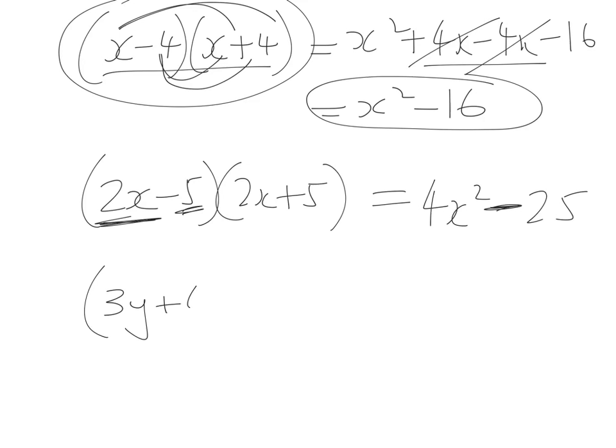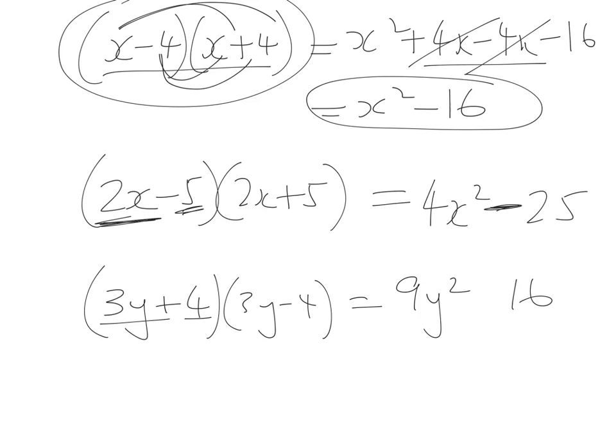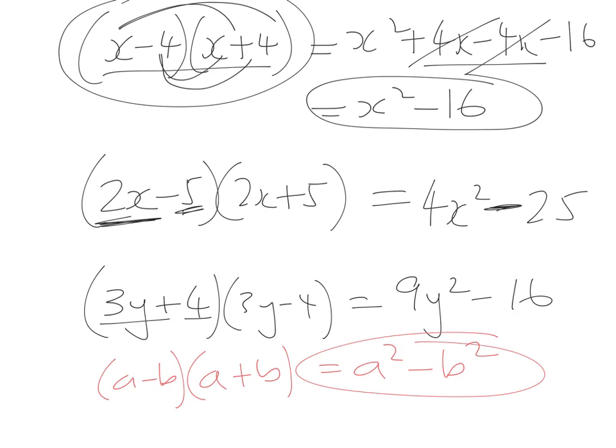3y plus 4, 3y minus 4. Square the first, 9y squared. Square the second, 16, and a minus in between, because the rule states a minus b times a plus b gets us a squared minus b squared, or a difference of two squares. But again, you can do it slower.